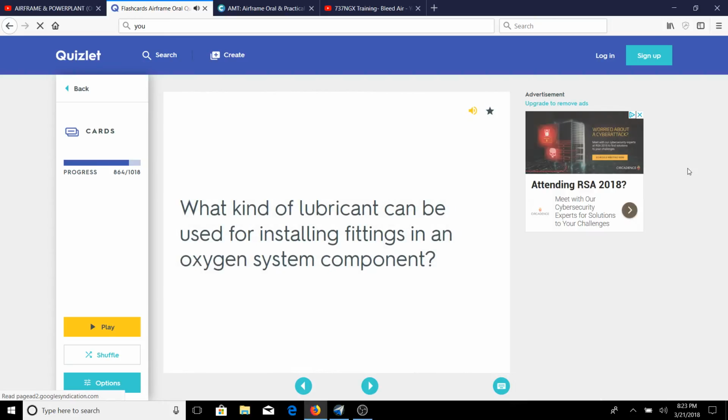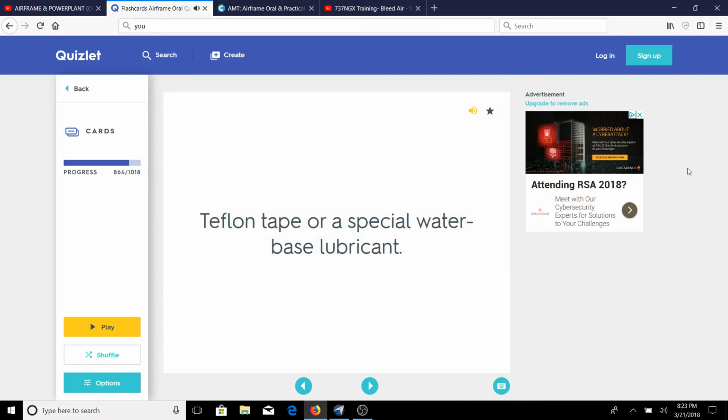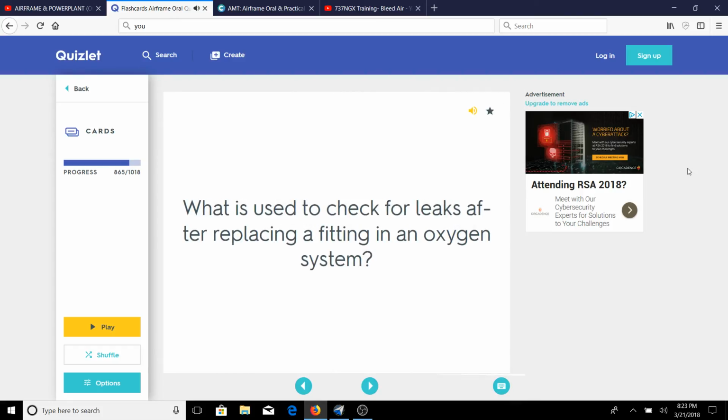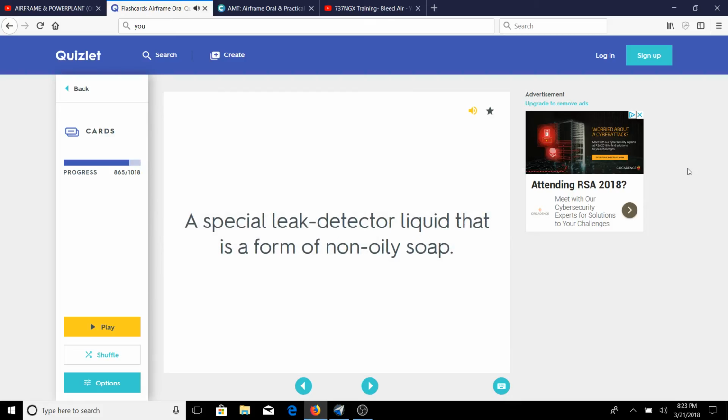What kind of lubricant can be used for installing fittings in an oxygen system component? Teflon tape or a special water-based lubricant. What is used to check for leaks after replacing a fitting in an oxygen system? A special leak detector liquid that is a form of non-oily soap.